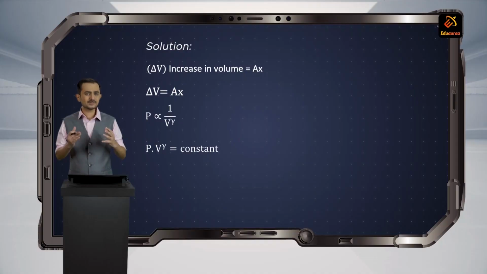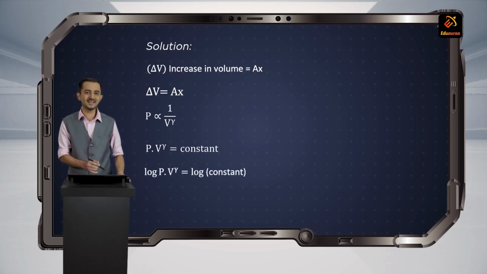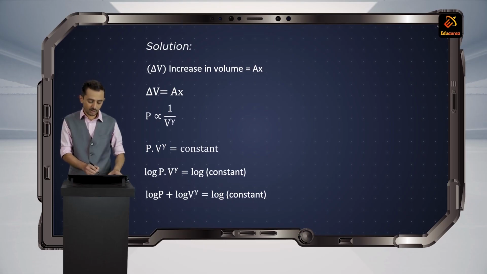Students, first of all, we are going to take log on both sides and then we are going to find out the derivative. First step, we take log of both sides. Students, we get log of P into V raised to gamma is equal to log of constant. Students, log of A into B gives us log A plus log B, isn't it? So we can say here log of P plus log of V raised to gamma will be equal to log of constant, which remains as it is.